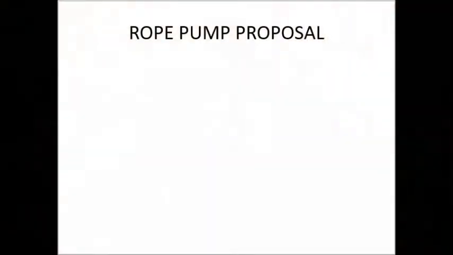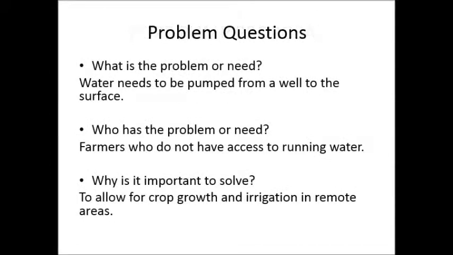In order to formulate a suitable problem statement, we ask ourselves three questions. What is the problem or need? Who has the problem or need? And why is it important to solve? For the first question, the problem is that water needs to be pumped from wells to the surface. Who has the problem or need? Farmers without access to running water. And why is it important to solve? To allow for crop growth and irrigation in remote areas.